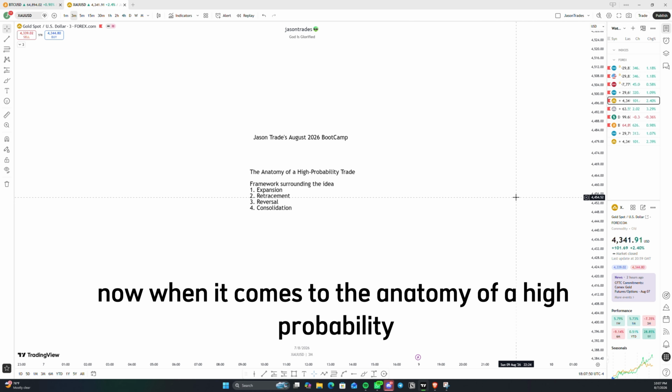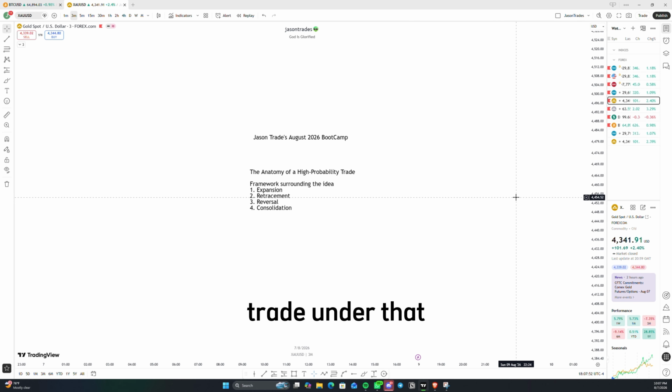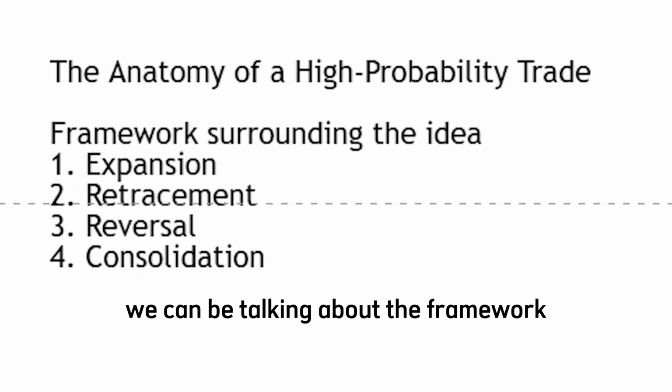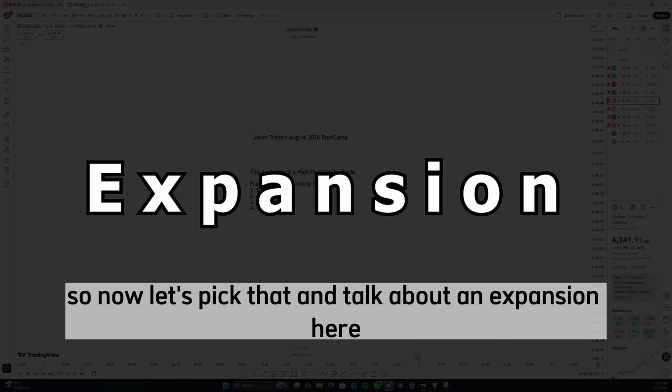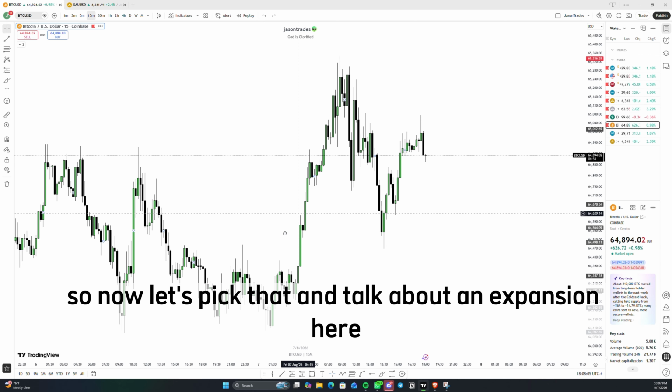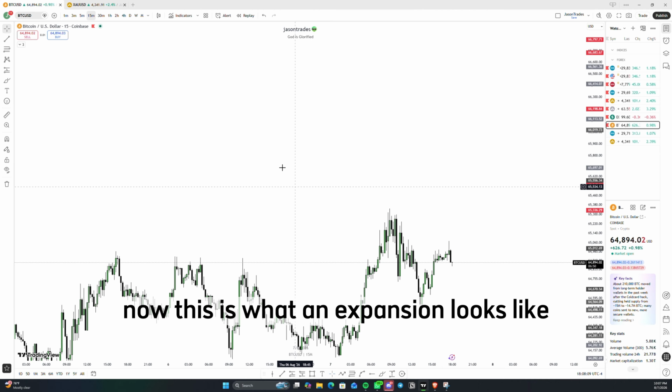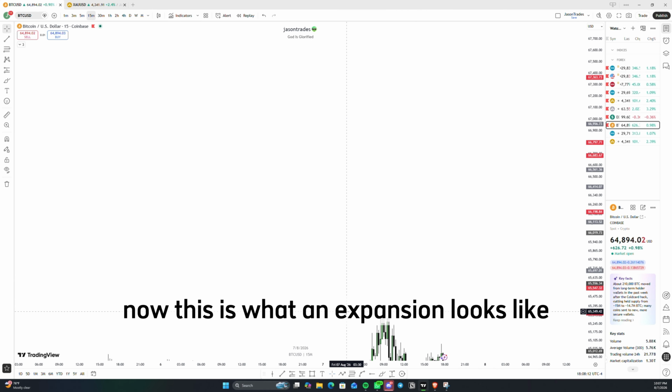Now, when it comes to the anatomy of a high probability trade, under that we can be talking about the framework surrounding a trade idea, right? And the first framework we are looking at is what we call an expansion. So now let's pick that and talk about an expansion here. Now, this is what an expansion looks like typically.